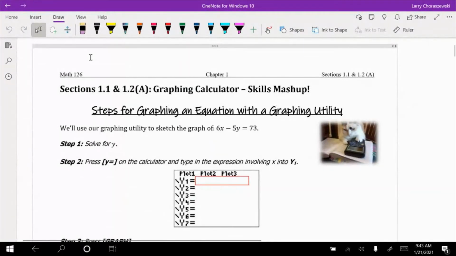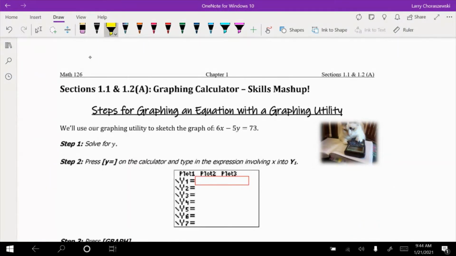This is kind of a mashup between graphing calculator skills presented in section 1 of chapter 1, as well as section 2. So there's a little bit more than just graphing calculator stuff in section 2, which we'll get to next week. So I broke section 2 up into a part A and a part B. But the very first thing that we're going to do is learn how to have the graphing calculator sketch a graph for us. All right, and we're going to be using this equation to help illustrate all these steps.